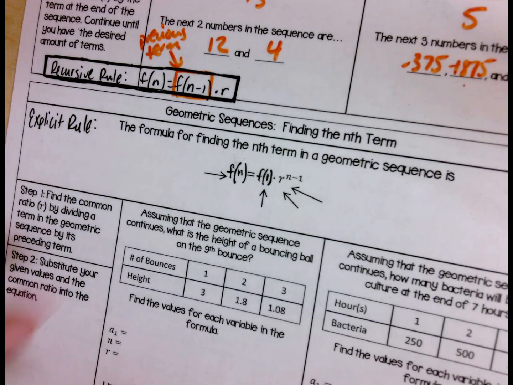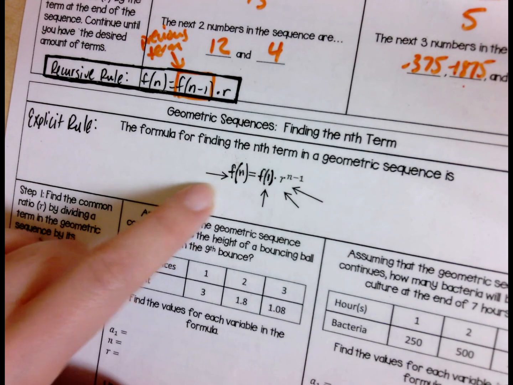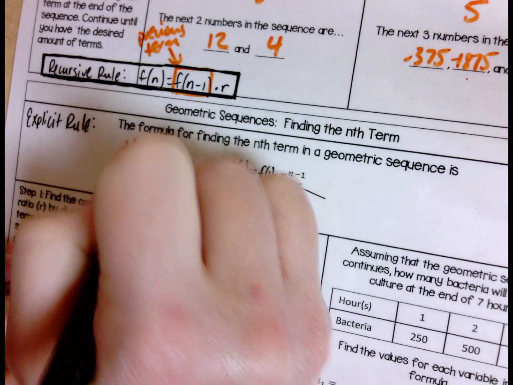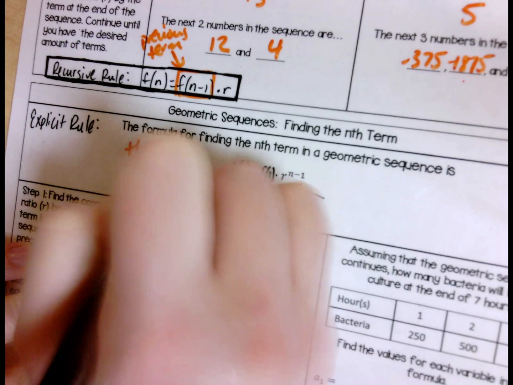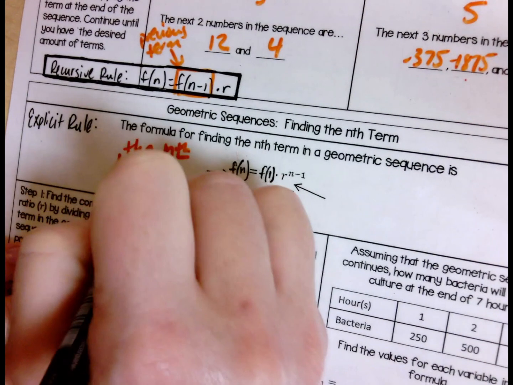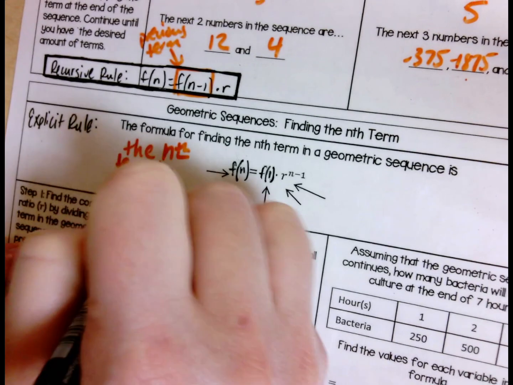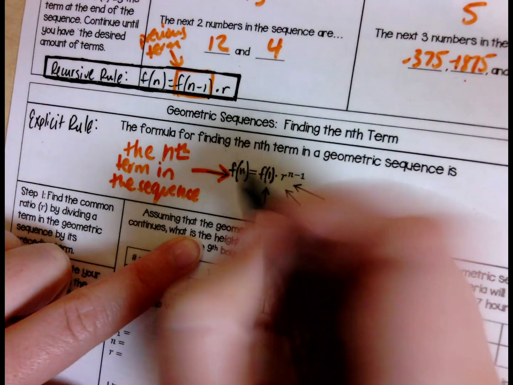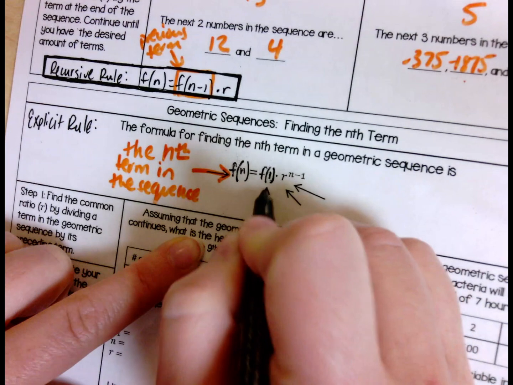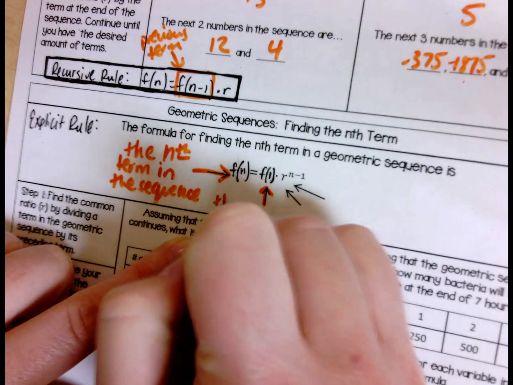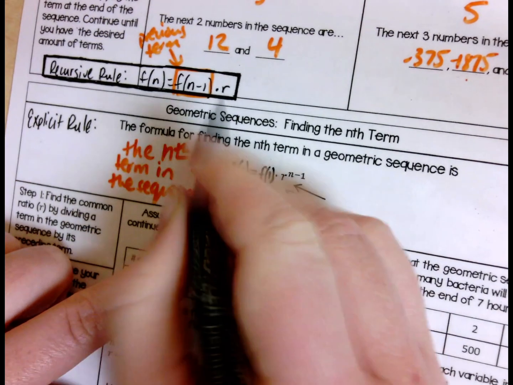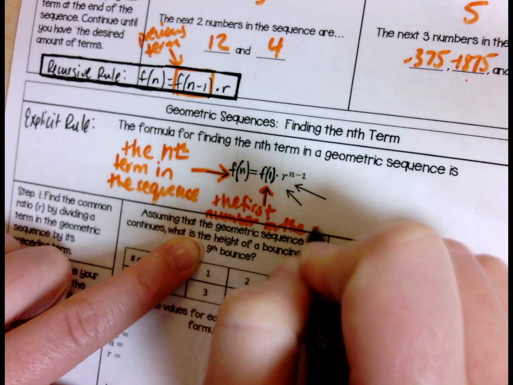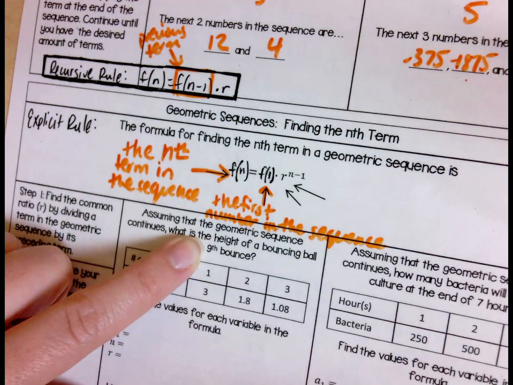Okay, so first off, the nth term. This is the position that we were looking for. So this is the actual term, the nth term in the sequence. This is the actual term that we're looking for. That's what this represents. Okay. A sub 1 or f of 1, remember that could be an A either way, is going to be the first number in the sequence.